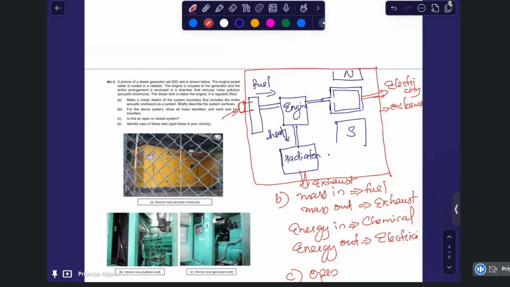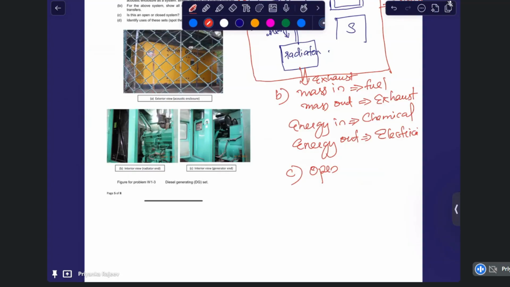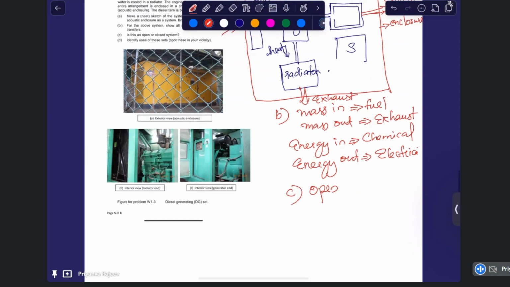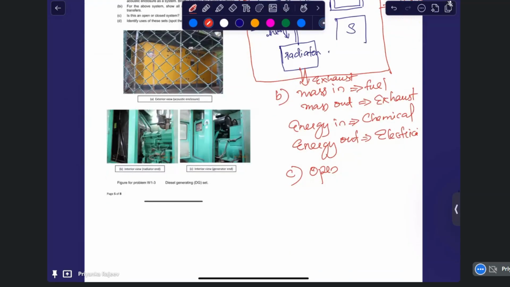Then, identify uses of the set. So this is for emergency electrical backup, especially in places of very high importance like hospitals, construction sites, or industries. There and all we will be using diesel generators.